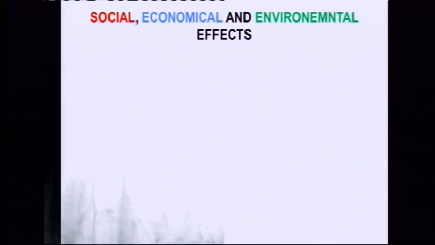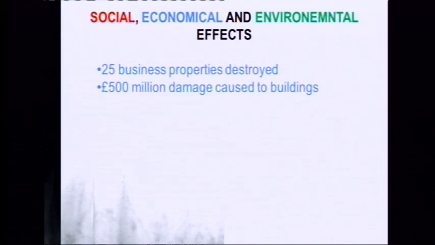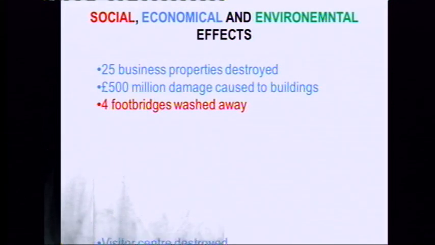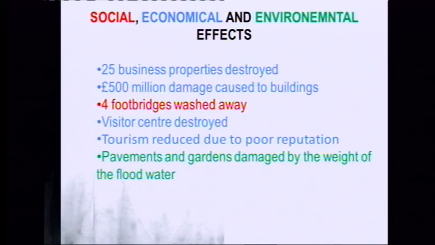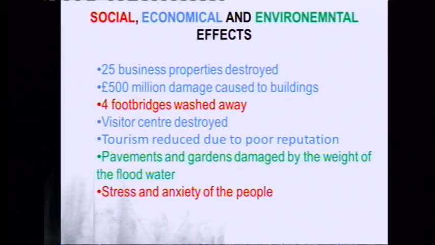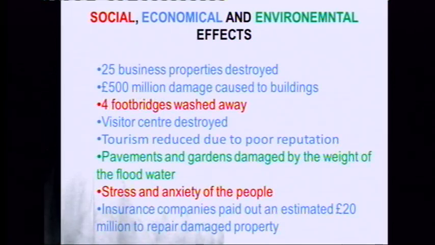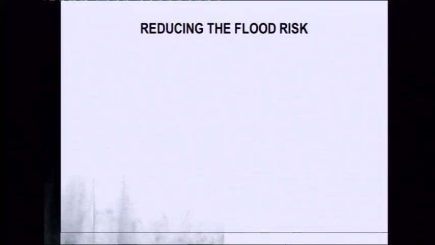So social, economic and environmental effects then. We had 25 business properties destroyed, that's economic. We had £500 million worth of damage caused to buildings, 4 footbridges washed away, the visitor centre destroyed, tourism was reduced because of the poor reputation of the area, which meant that the local economy struggled. Pavements and gardens were damaged by the weight of the flood water, and it caused a lot of stress and anxiety to the people who lived there. Insurance companies also paid out an estimate of £20 million to repair the damaged property.